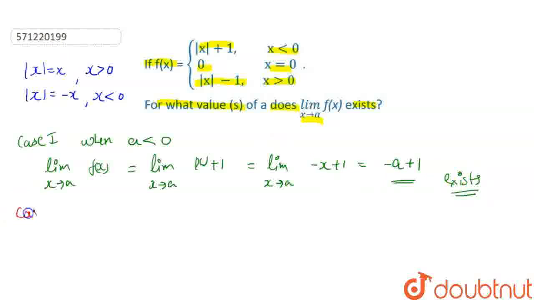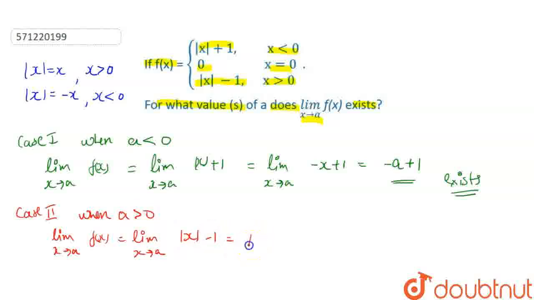Now for case 2, when a is greater than 0. So when a is greater than 0, limit x tends to a f(x), this becomes mod of x minus 1, or we can write it as limit x tends to a of x plus 1, or a plus 1 when we put the limits. This is also a polynomial, hence limit exists for this also.